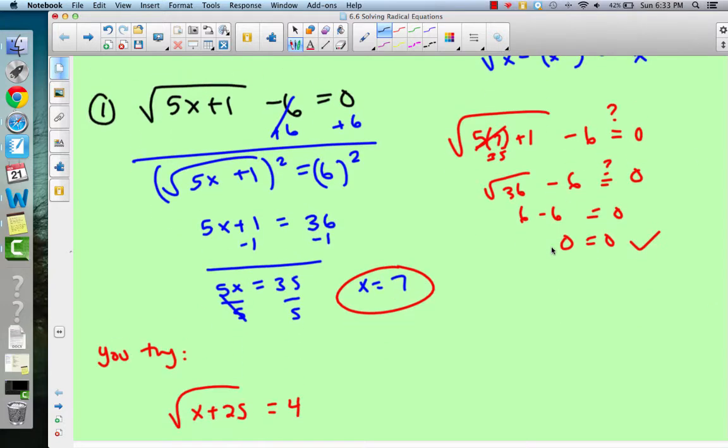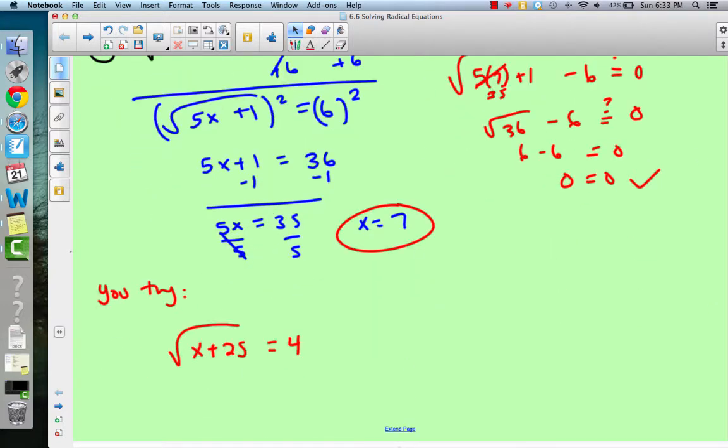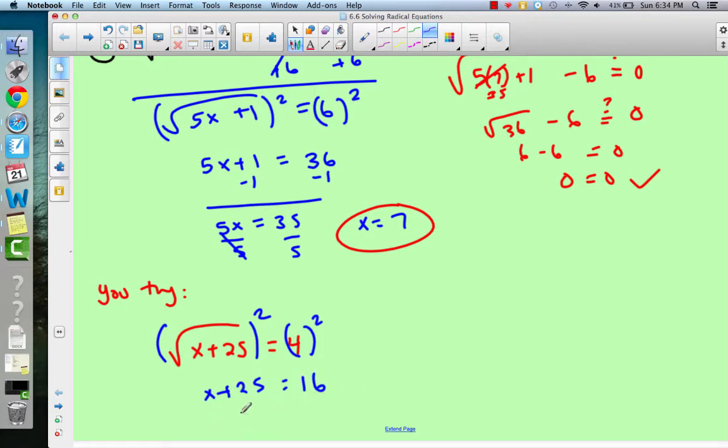Alright, so if we're going to solve this next equation, there's nothing to add or subtract over to the other side. You can't touch the 25 because it's underneath the square root, so that's important that you don't do that first. So we're going to square both sides to get rid of the radical, and we're left with x plus 25, and what is 4 squared? Well, that's 16. And then of course we can subtract 25 over, so we get what?